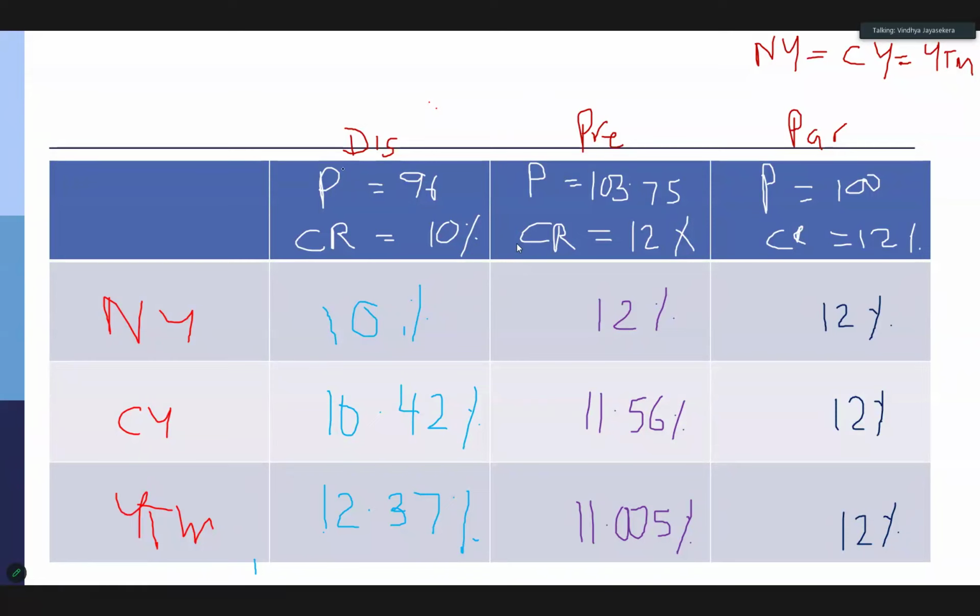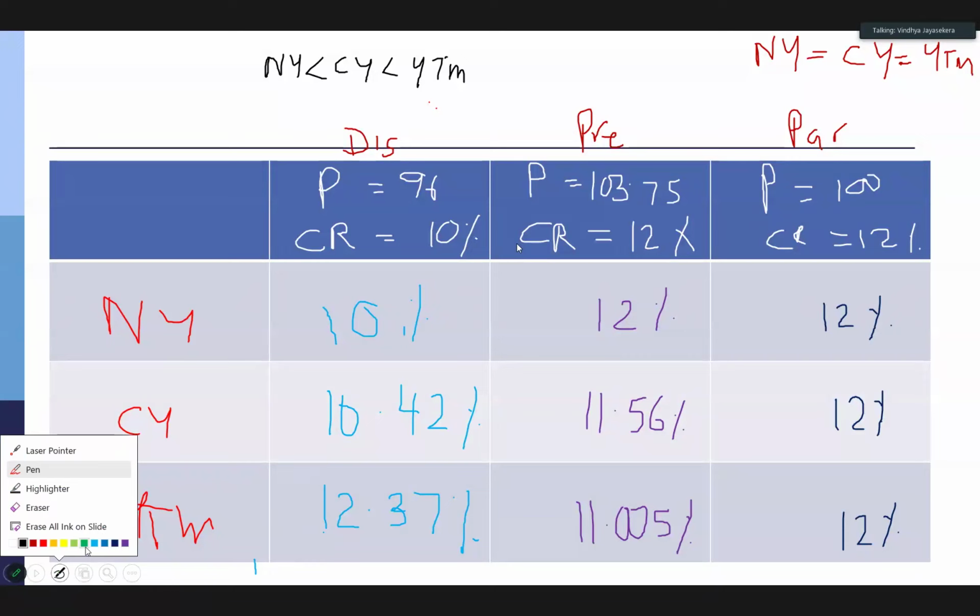Always in a discount bond, nominal yield will be the lowest. Current yield will be in between. Yield to maturity will be the highest. Why is this? Because nominal yield doesn't take into account the price that you pay, which is lower than 100. Current yield takes that into account. Therefore, current yield is higher than nominal yield. But current yield doesn't take into account the capital gain because you are buying this at 96. So yield to maturity will always be higher.